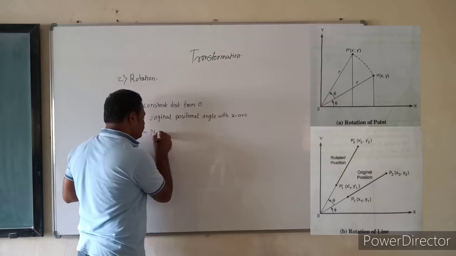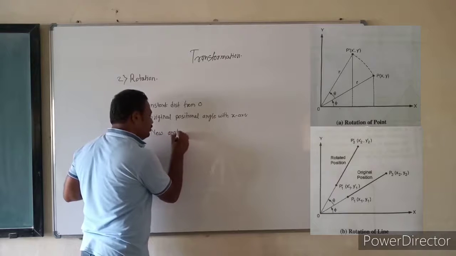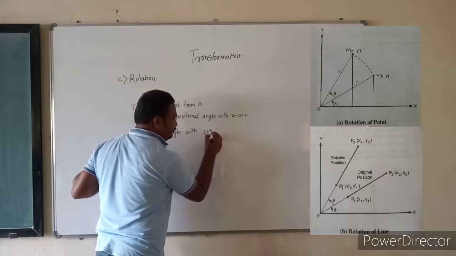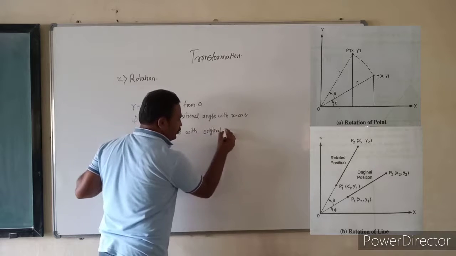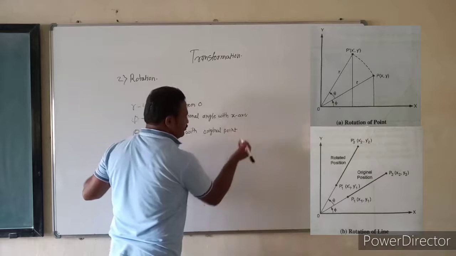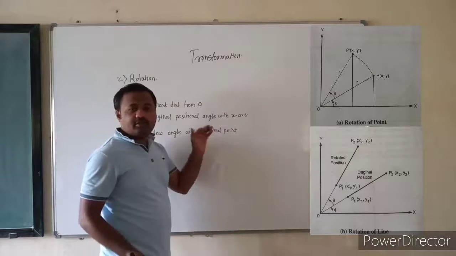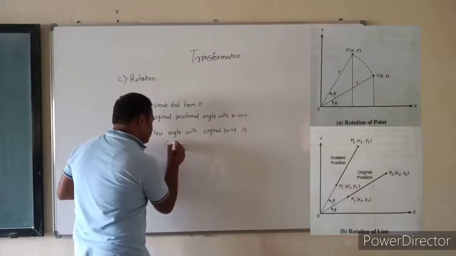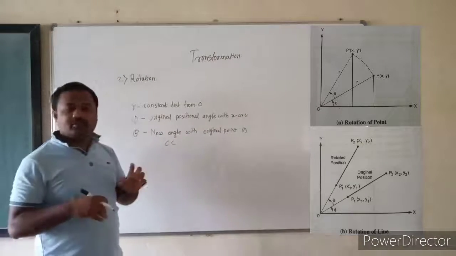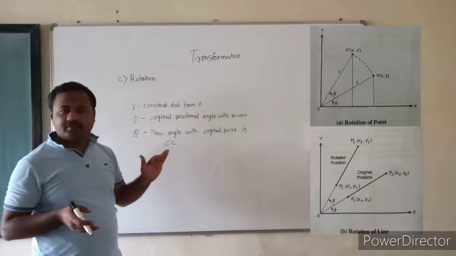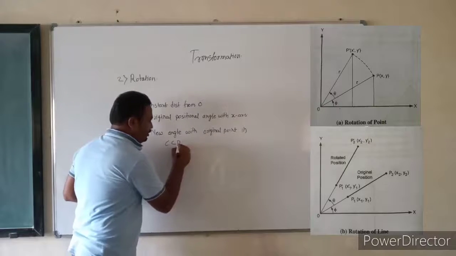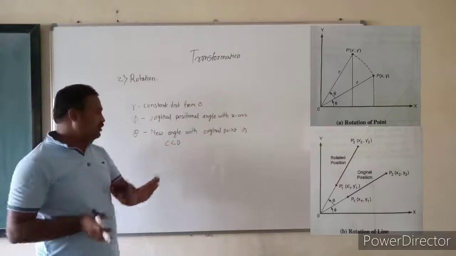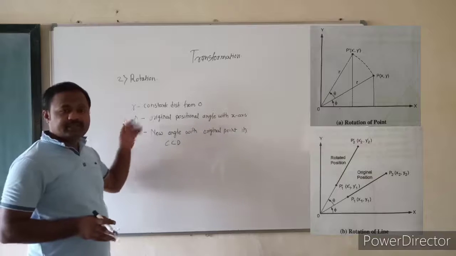Theta is the new angle from the original point or original location in the counterclockwise direction. CCD means counterclockwise direction. Okay, these are the rotational basics.